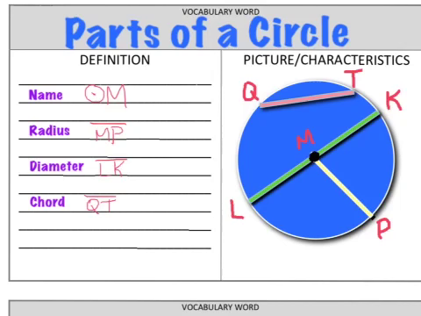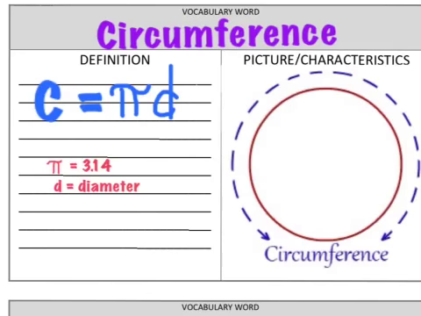Let's try another one. Okay, next word, circumference. I know you've heard of this before, but circumference is the distance around a circle. For other shapes, we don't call it circumference, we call it perimeter. But for circles, they get a special name, circumference. And there's a formula to find the circumference. Okay, C stands for circumference. Pi is 3.14, and it keeps going on and on and on.